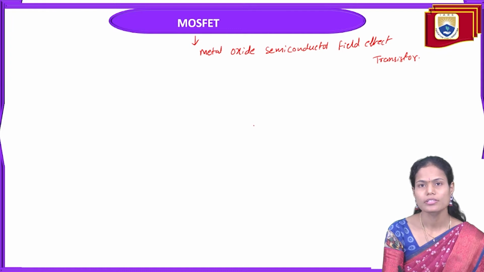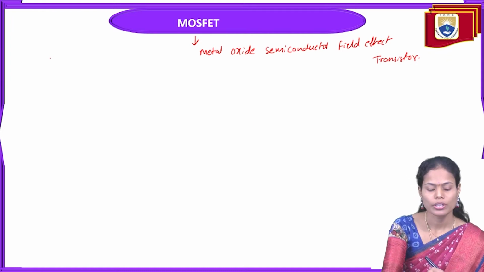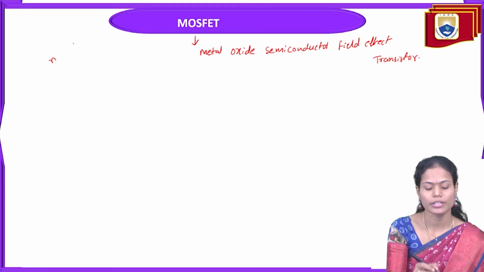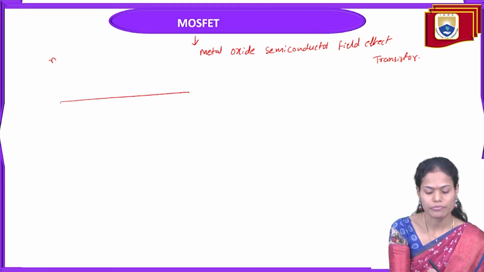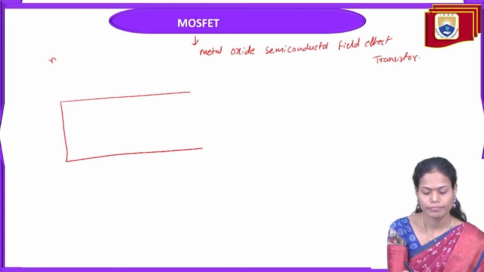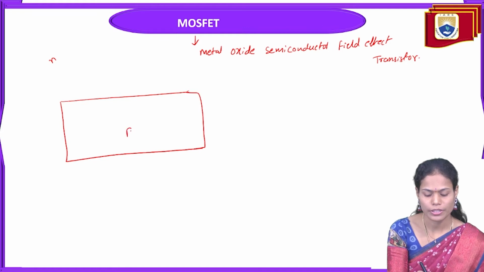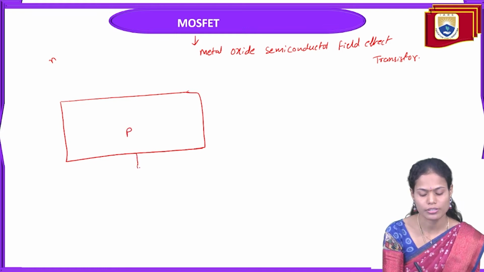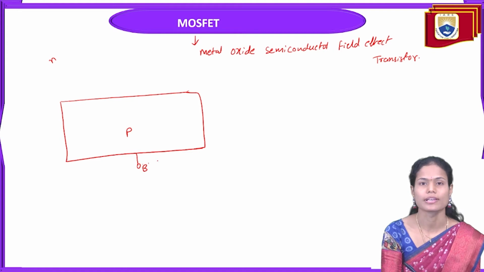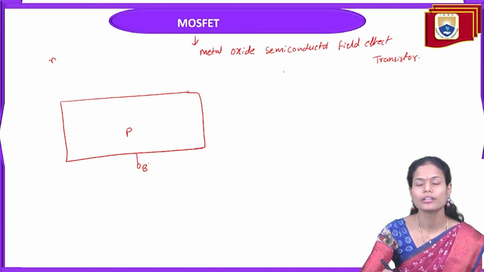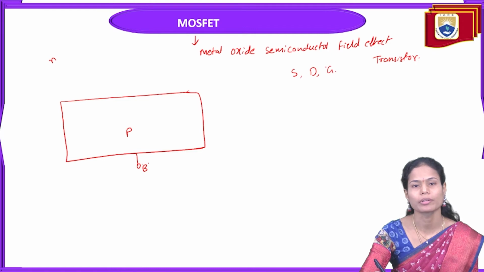So to design this MOSFET, suppose I want to design an N type MOSFET, I have to take one P type substrate here. This is the P type substrate and we can also call it the body, so we can represent it as the body terminal. In the MOSFET we have the source, drain as well as gate terminals, just like in the case of bipolar junction transistors.